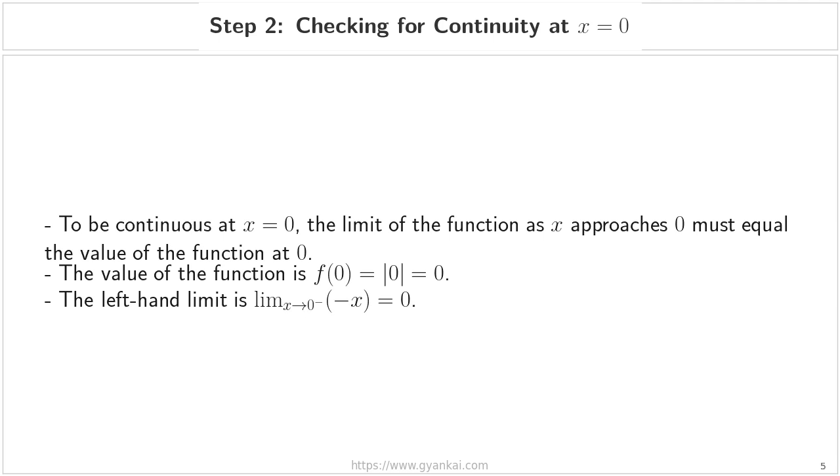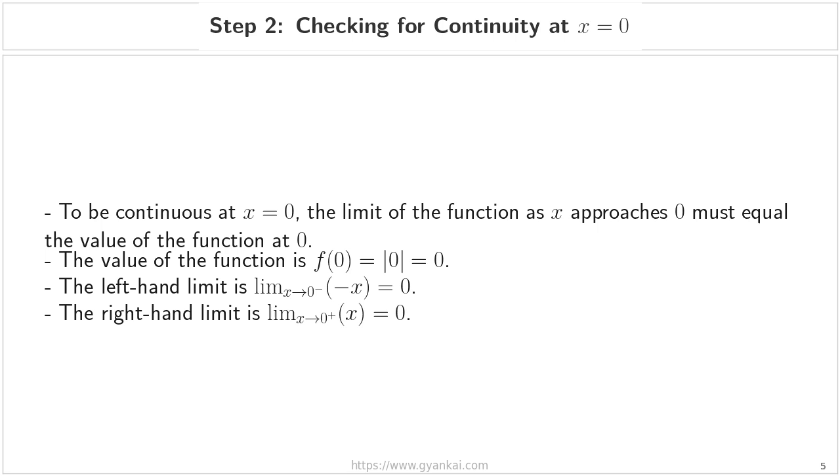Next, we need to examine the limits from both sides. Let us start with the left-hand limit. As x approaches 0 from the negative side, we use the piece of the function defined for x less than 0, which is -x. The limit of -x as x approaches 0 from the left is 0. Similarly, let us look at the right-hand limit. As x approaches 0 from the positive side, we use the piece of the function defined for x greater than or equal to 0, which is just x. The limit of x as x approaches 0 from the right is also 0.